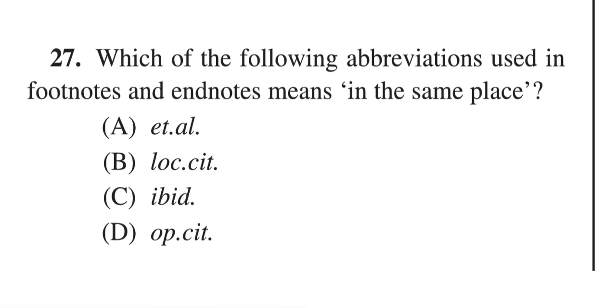It says, which of the following abbreviations used in footnotes and endnotes means in the same place? Footnotes and endnotes, it is related to research aptitude. It is used when you decide to write a research article or paper with the help of Word. Okay, Word you all know, where you type your article or research paper. So inside the research paper you have to use footnotes sometimes if it is required, and endnotes if it is necessary. So here our question is asking which of the following abbreviations used in footnotes and endnotes means in the same place. So correct option of this question will be number C. It says IBID dot.